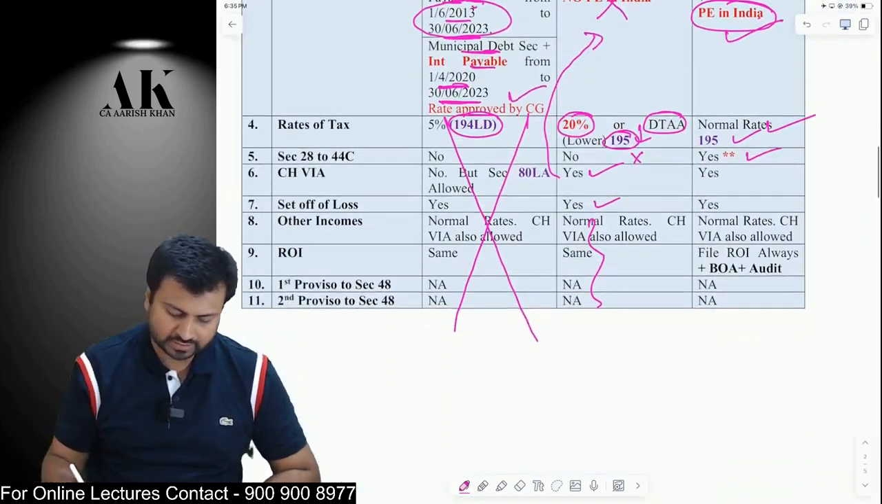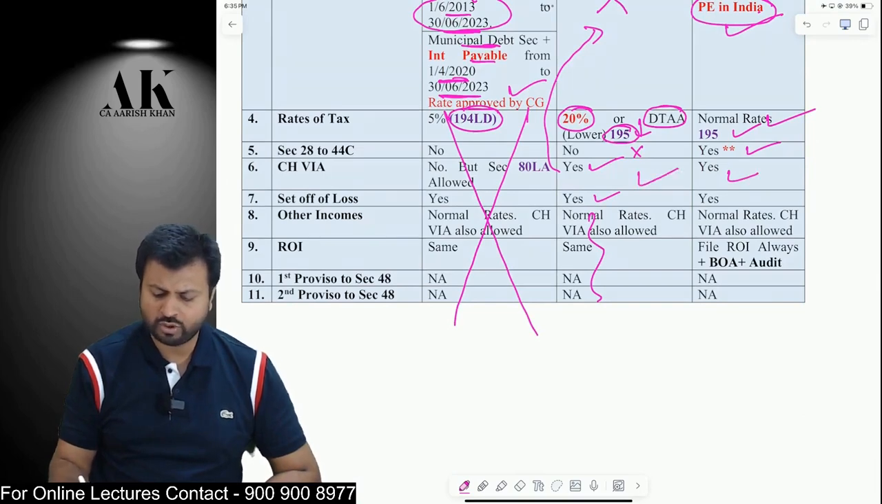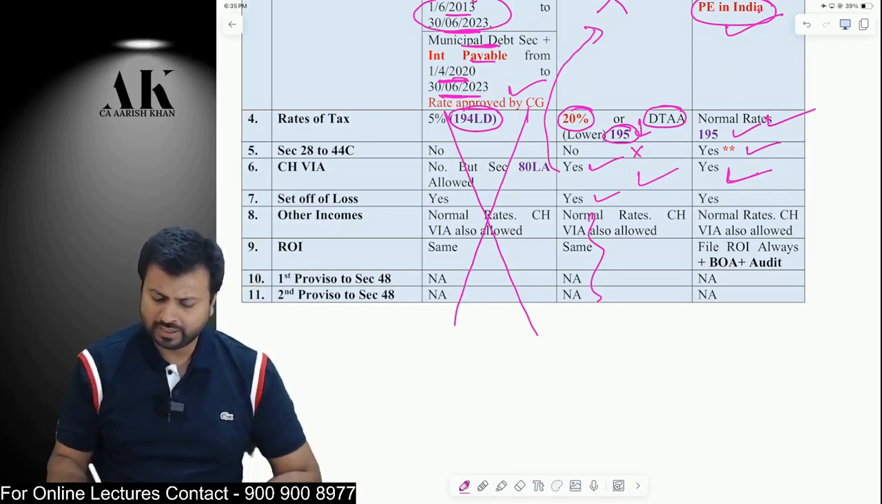Now coming back to the discussion, what about Chapter 6A? Yes, Chapter 6A is allowed in 115A also and in 44DA also. Against your royalty and FTS income, you can claim that. Okay, now other normal rates will be applicable here for other income. Chapter 6A will be allowed for other income also.